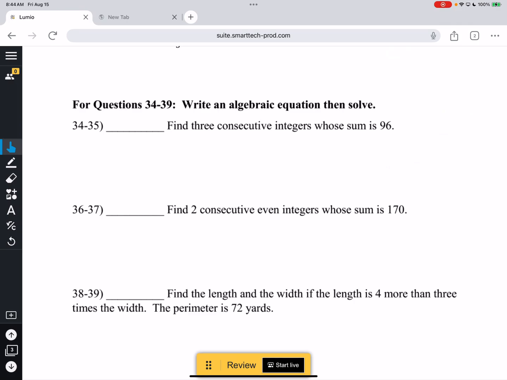There we go. All right, so 38, 39: find the length and width if the length is 4 more than 3 times the width. The perimeter is 72. First, what's perimeter? All the sides added up. So we're not worrying about what's inside. We're only worried about the sides. It's like if you were to walk around the fence of a yard.